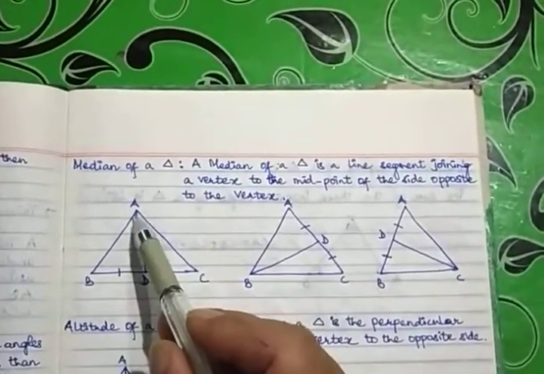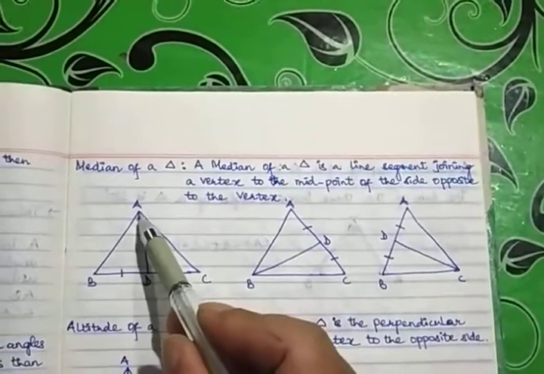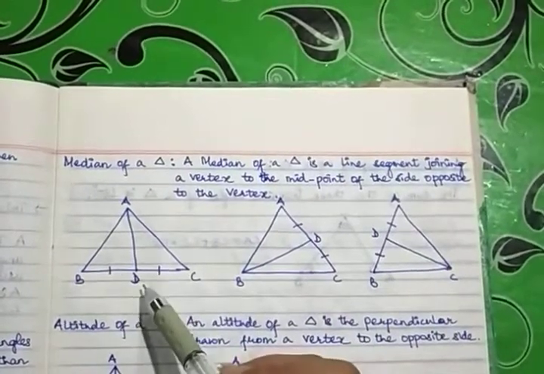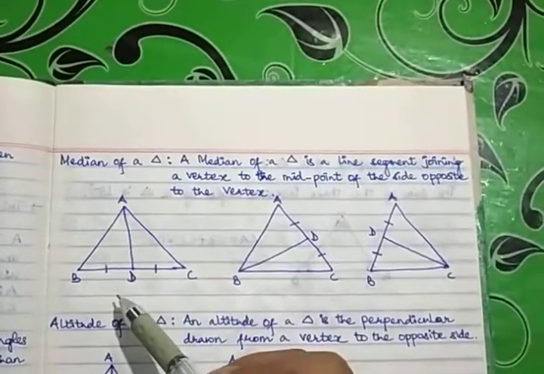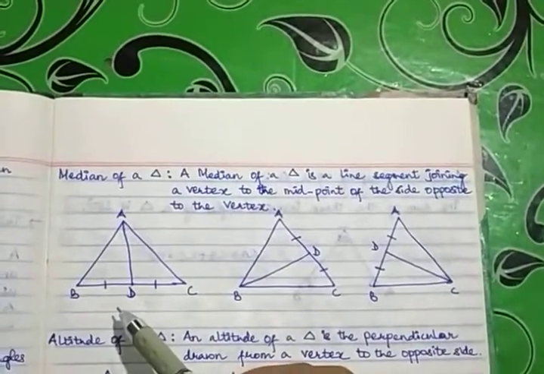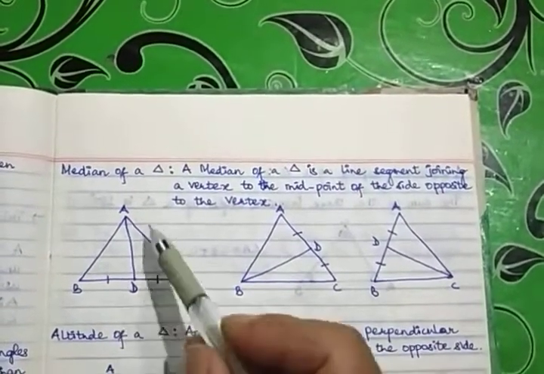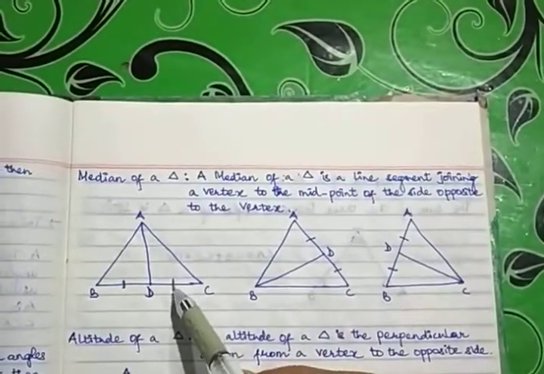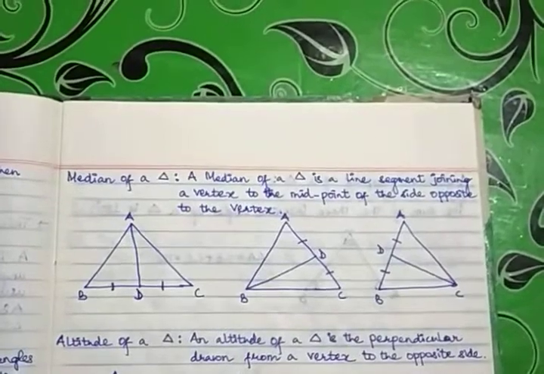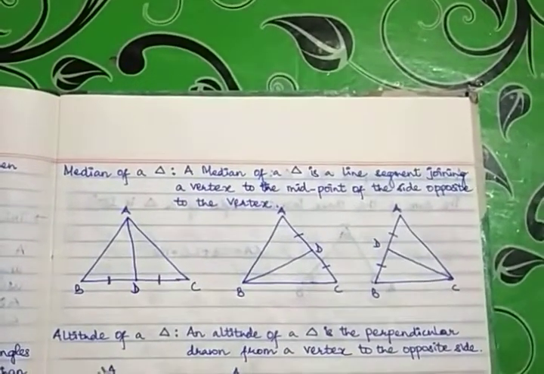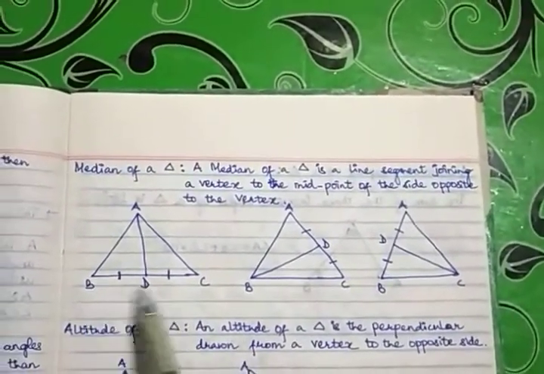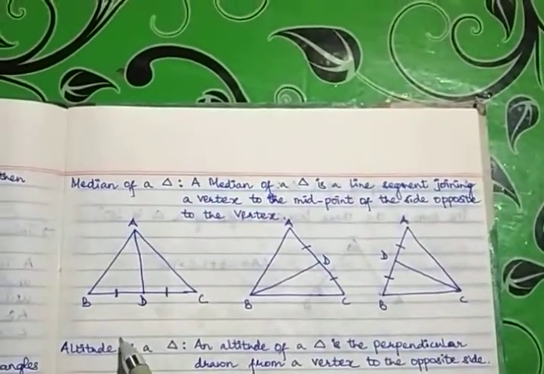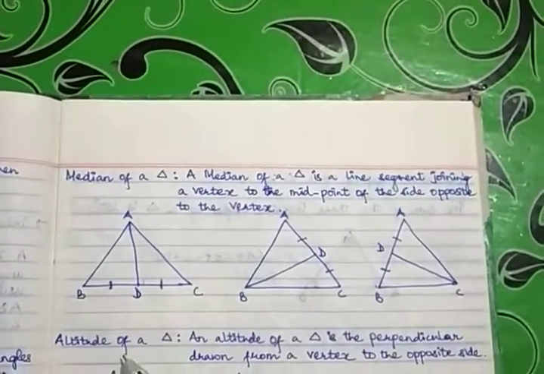So when from any vertex you draw a line which divides the opposite side into two equal halves, that line segment is known as the median of the triangle. Here I have drawn a line segment AD and I have marked BD and DC with one small cut each. That means these two sides are equal, BD is equal to DC. So at that point this AD is known as your median.